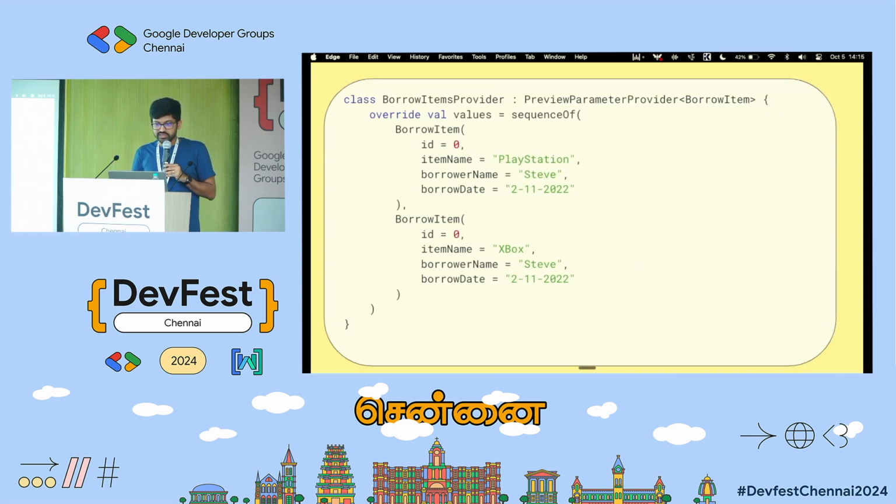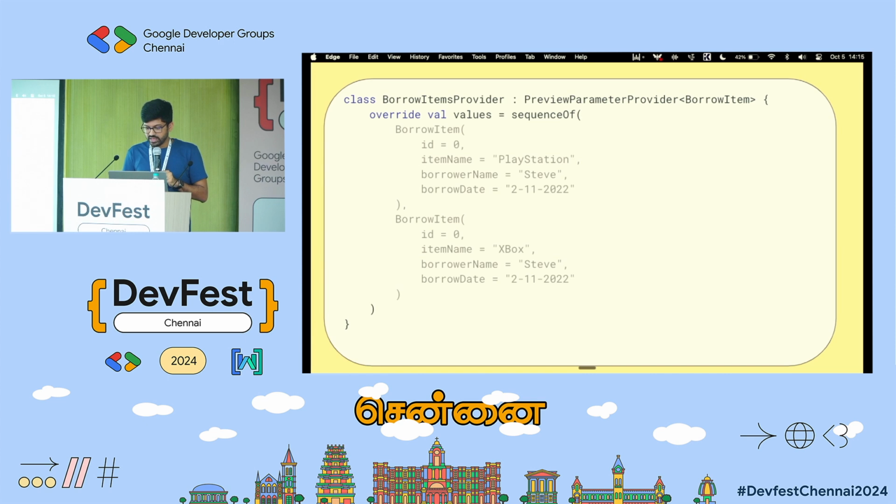What you can do is create a preview parameter provider. So you have to implement the preview parameter provider interface, and you have to provide a type of the data set. So in this case, all my composables need an instance of borrow item. And once I override that interface, I get a property named values, which takes a list. And here I'm giving a list of all the data sets I want. So again, this is a simple example with 2. You can imagine combinations again, like if you have 4 or 5, you might have 20, 25 items in the list.